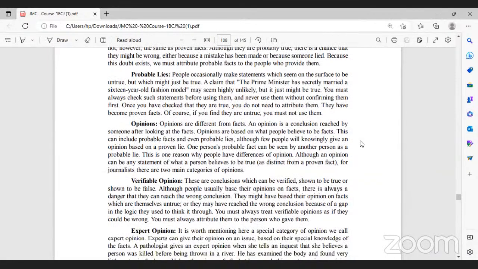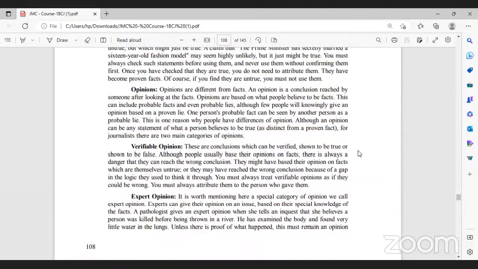Then opinions are different from facts. An opinion is a conclusion reached by someone after looking at the facts. Opinions are based on what people believe to be a fact. This can include probable facts and even probable lies. Then there are also verifiable opinions, which are conclusions that can be verified.